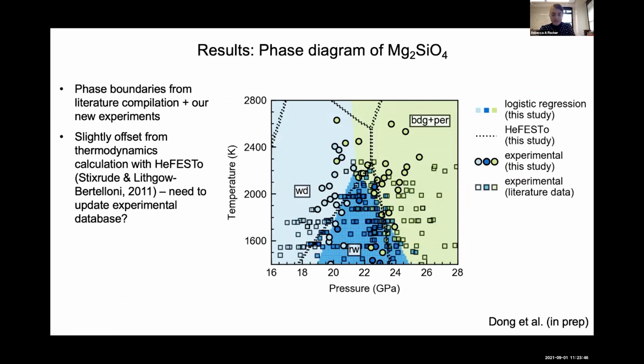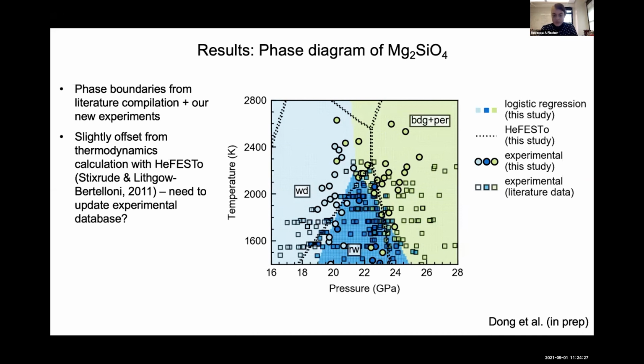And this is the big result. This is the phase diagram we've put together. All of the little squares that you see are our literature compilation of data. The circles you see are all of our new data from this study. And then the colored shading in the background is the phase identification from the logistic regression. So these are the phase boundaries that we found. And you can see it does a pretty good job, and it at least gives us some kind of slope for this wadsleyite to bridgmanite plus periclase, although it's still less constrained than the other phase boundaries.